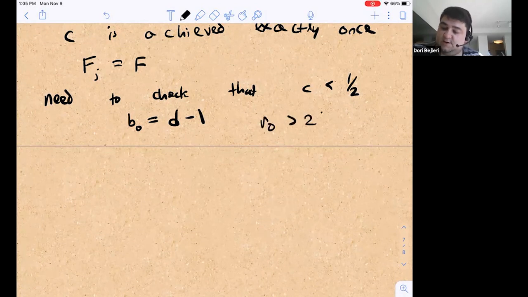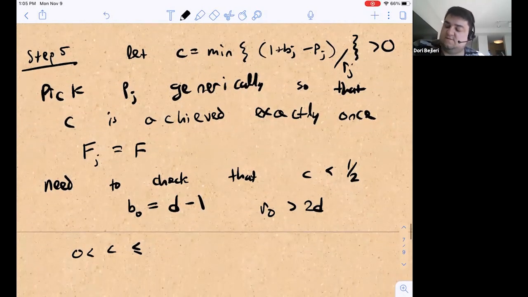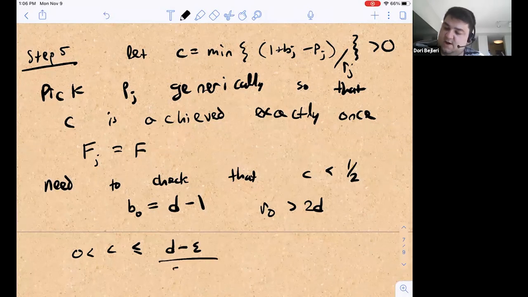R_0 was greater than 2D by construction. And so we get that C, this minimum, is less than or equal to whatever this term is for these particular B_0 and R_0, because it's the minimum of them. D minus 1, we get just D. So we have D minus some epsilon, whatever P_0 is, just some small number, divided by 2D for our R, and this is strictly less than 1/2.